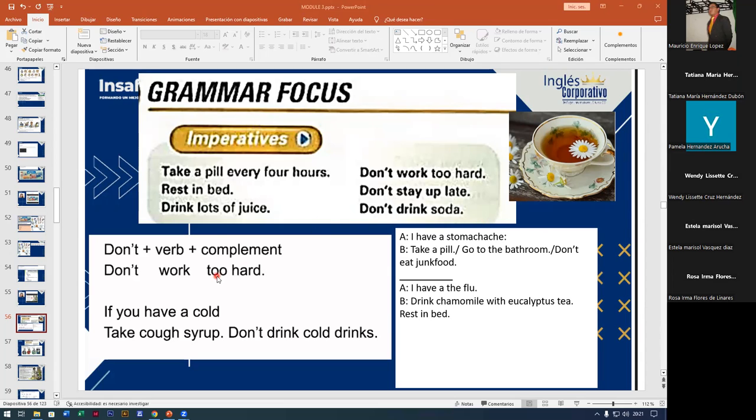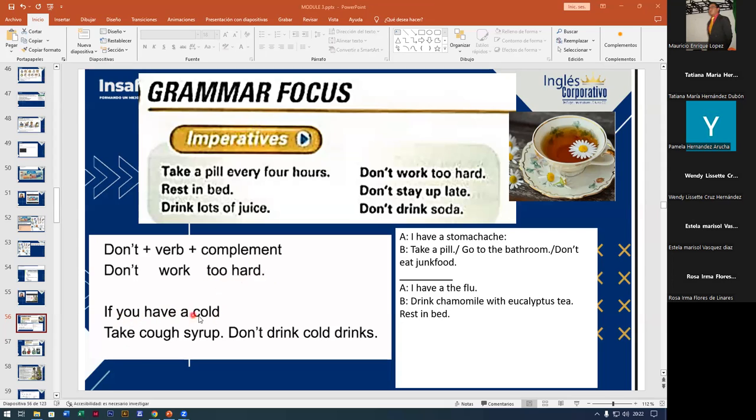Tatiana. Now we're going to check here. If you notice, we have the structure. If it's in negative, you say don't plus the verb and a complement. Don't work too hard. When you say too and then an adjective, it means an excessive quantity of this characteristic, like demasiado duro. No trabajas demasiado duro. Don't work too hard. And let's give more examples.